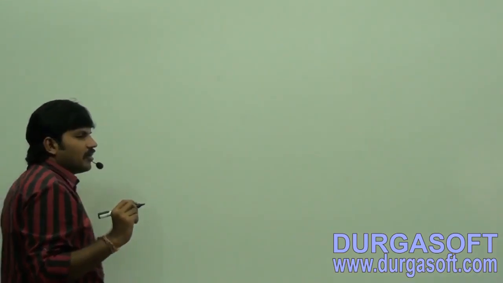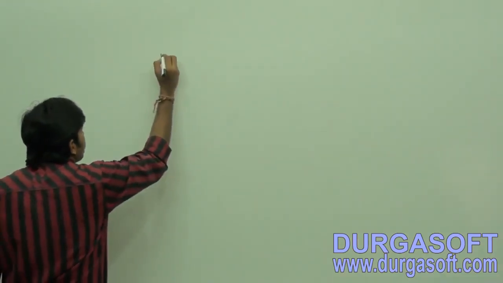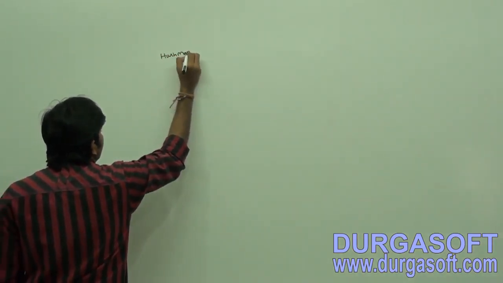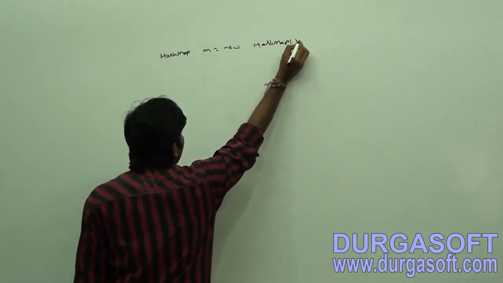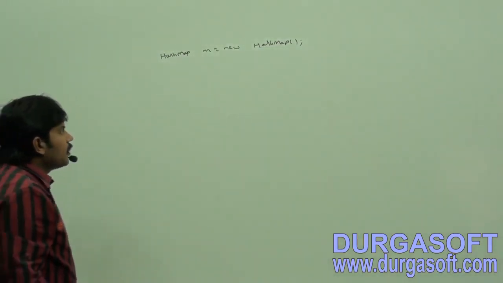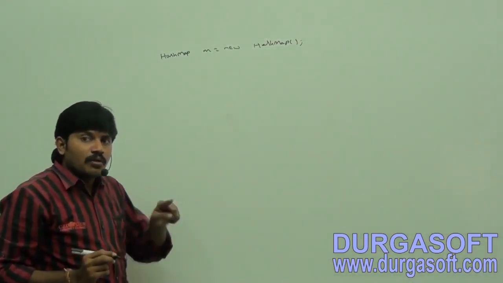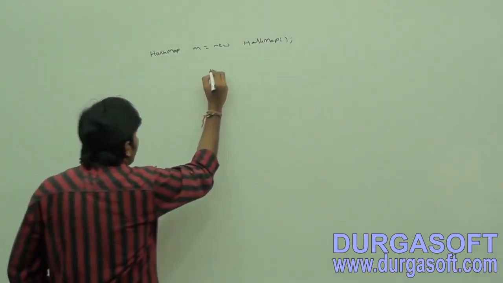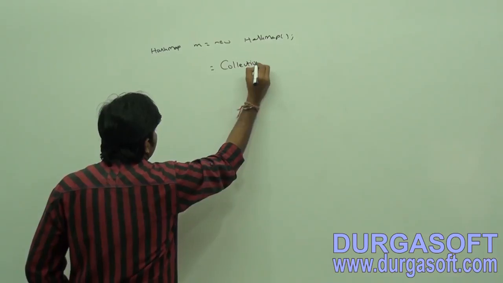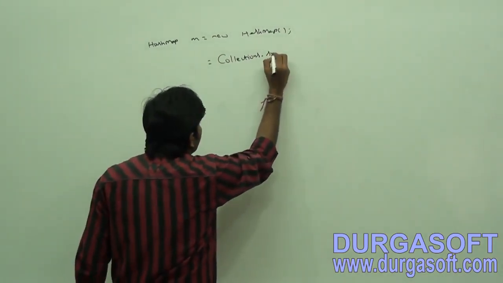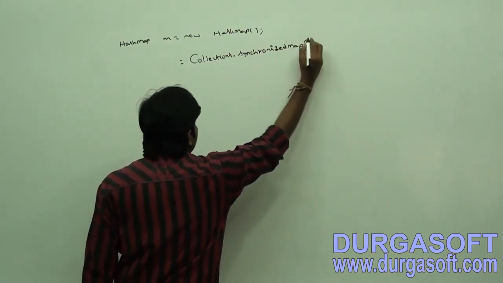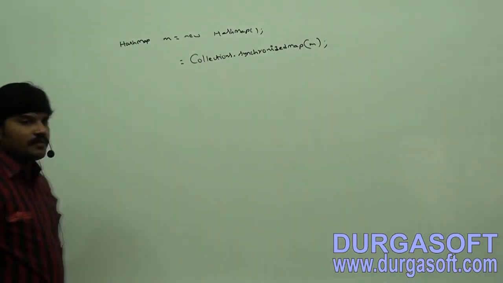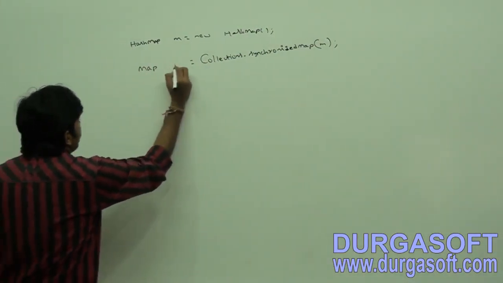So here by default hash map object is synchronized or non-synchronized, right? Now I am creating hash map object: HashMap m is equal to new HashMap. Now I want to get synchronized version of hash map object. Very simple, the Collections class contains Collections dot synchronizedMap of m.